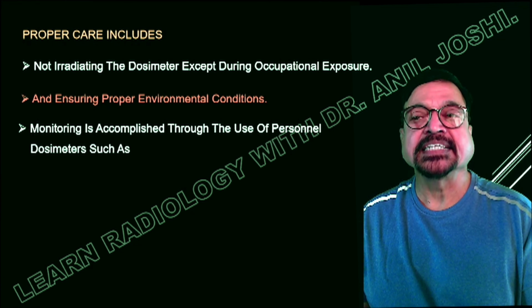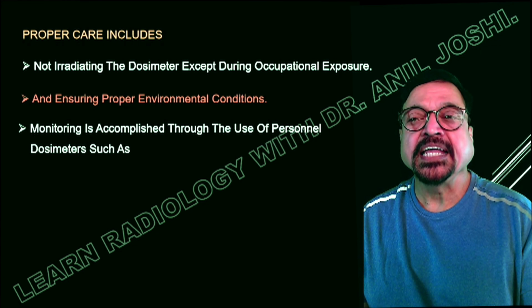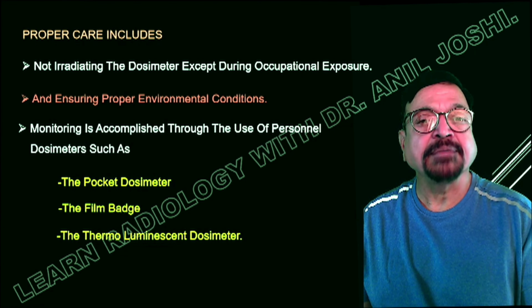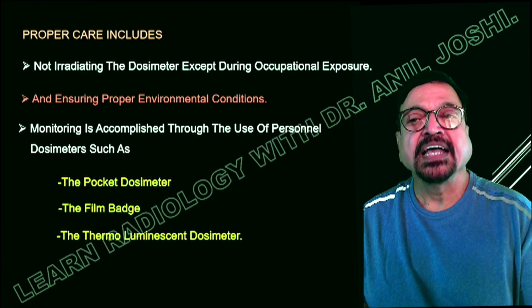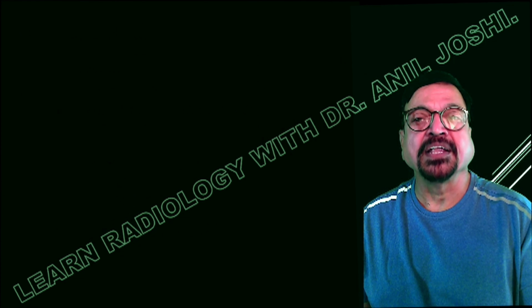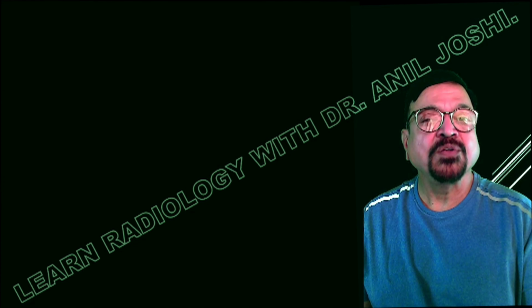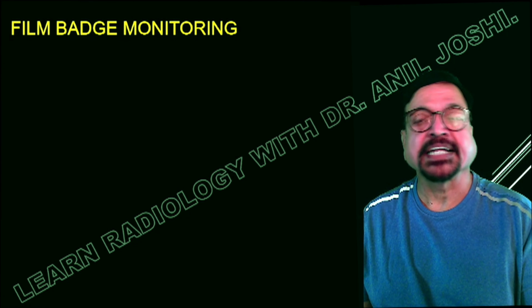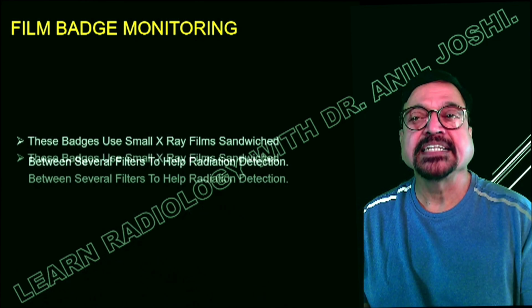The monitoring is accomplished through the use of personal dosimeters. There are different types of dosimeters which we are using. One is the pocket dosimeter, the second is the film badge, and the third is the thermoluminescent dosimeter. These are the three types available. We'll get to know each of them, know which is the best one, and follow it in our future practice. Now what are film badges?